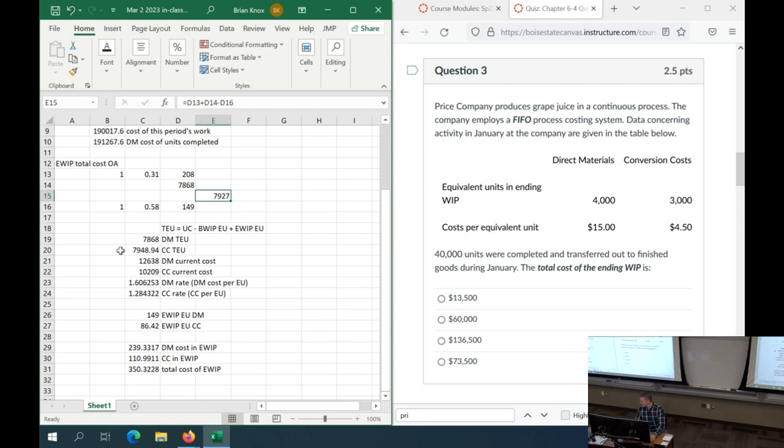Okay. Price Company. All right, so this question right here, this is a good one to go over then? Okay. All right, so we're looking for the total cost of ending work in process.